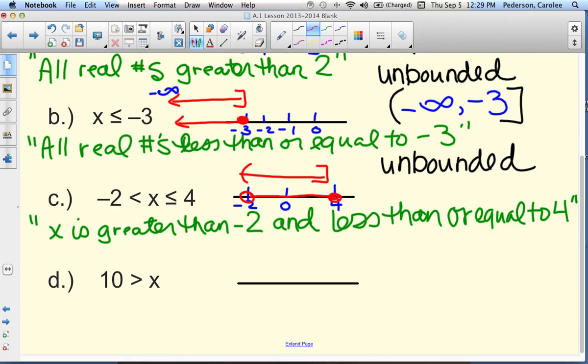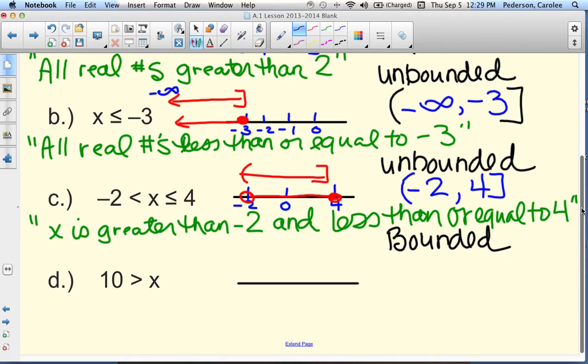Now the type of interval: the farthest number to the left is -2. The farthest right stops at 4. We have a parenthesis and a bracket. Now this is the first one where it's now considered bounded because it goes from -2 to 4. It stops. It doesn't go on forever in one direction or the other. So we call this bounded.